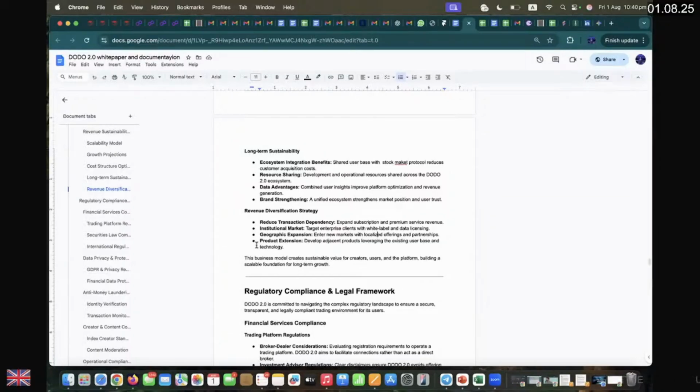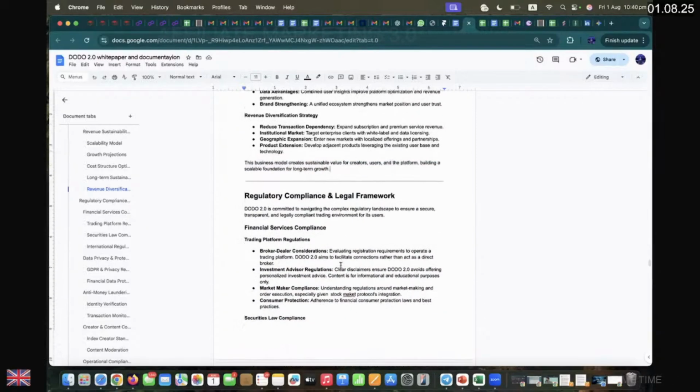This is what I am going to do for my life. This is what I'm doing for my living. The whole tech team is going in this direction. This is our job. This is our bread and butter. This business model creates sustainable value for creators, users, and the platform, building a scalable foundation for long-term growth.